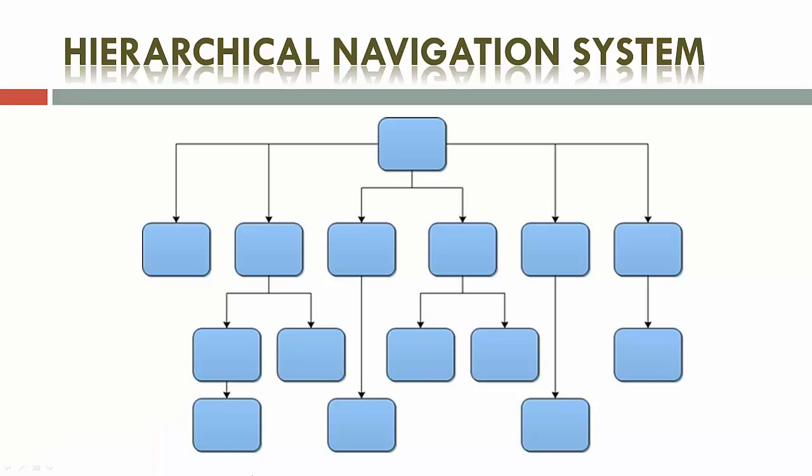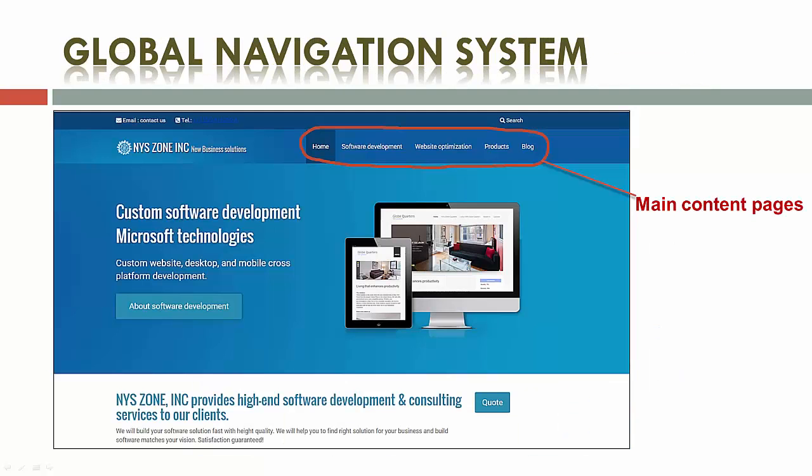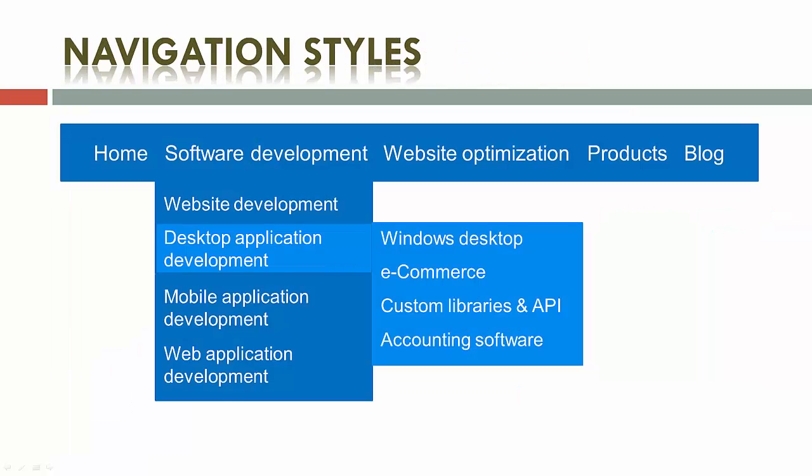For example, the hierarchical navigation system implies moving from the general to specific content. The global navigation system complements the hierarchical one as it lists the main content pages on each web page. The local navigation system is used when a site supports subsites internally.